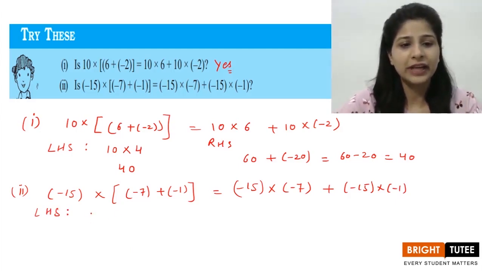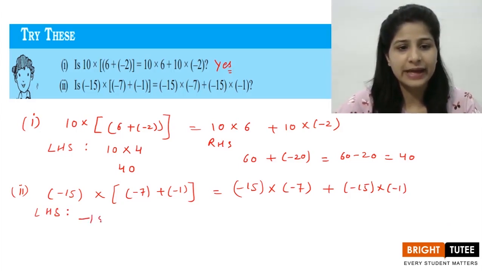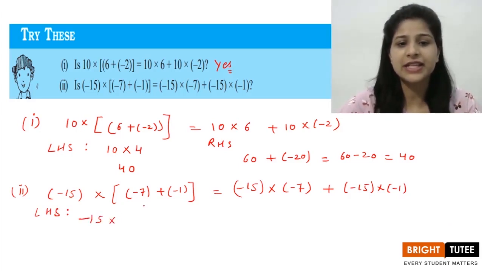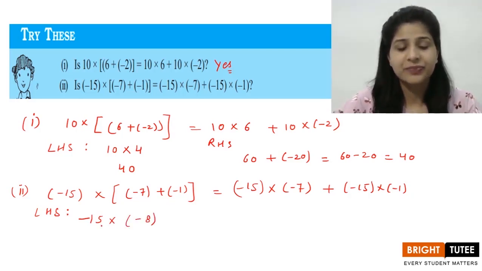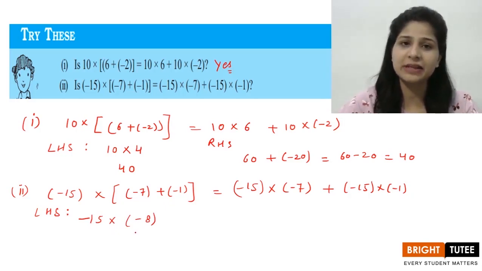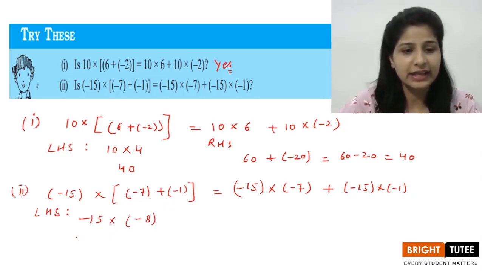So we have minus 15. Now let us first add minus 7 and minus 1. So we will get minus 8. Multiplying minus 15 and minus 8, we will get the answer as plus 120.